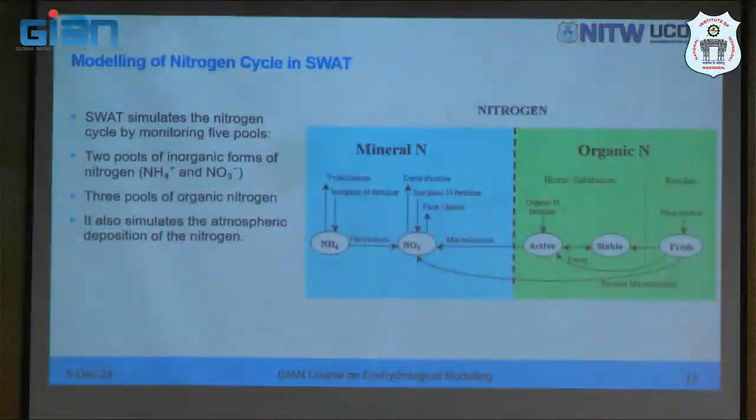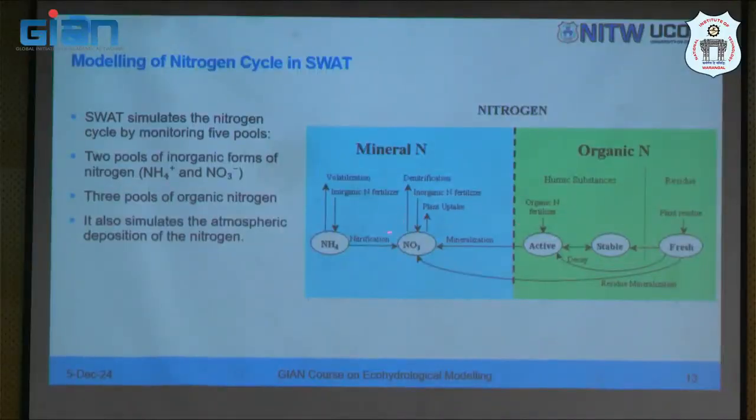Okay? So coming to the modeling of the nitrogen cycle in SWAT, you have mineral nitrogen and organic nitrogen. It's basically divided into 5 pools. One is the mineral nitrogen and another one is the organic nitrogen. So this is the organic nitrogen, which is fresh from the organic matter or humus, plant residue. Some of it is in the stable form, some of it is in the active form. The organic nitrogen fertilizer gets added here.